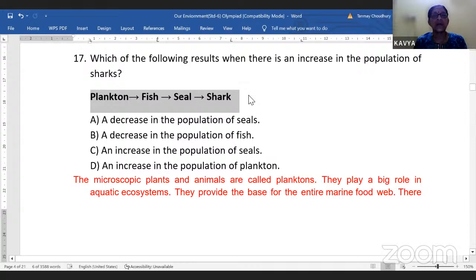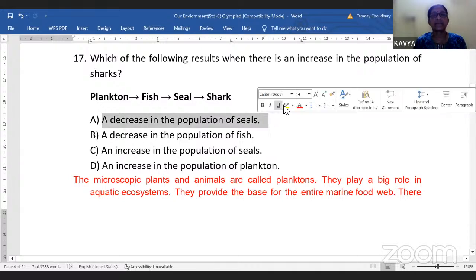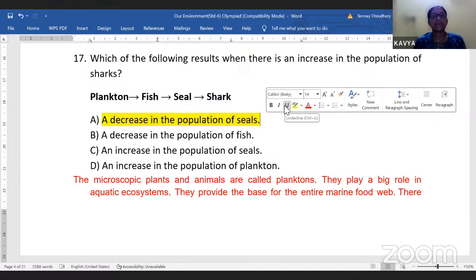If shark population increases, then what will happen? They will need more food. More sharks means more food needed. And what will be the food of shark? The seal. So the seal population will decrease. So the answer will be, there will be a decrease in the population of seals. That will be the immediate effect, right?